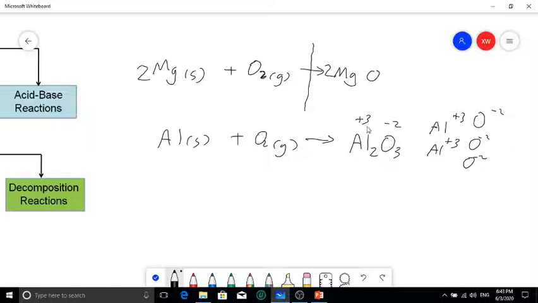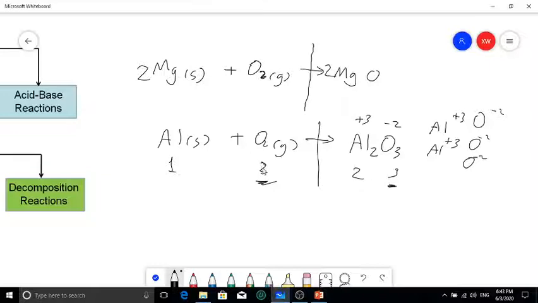Or you can use the crisscross method. But anyway, this is the compound. Now, when you want to balance this equation, I don't think it really matters whether you balance aluminum first or oxygen first. But usually I would recommend students to deal with the more complicated one first. As you can see, comparing aluminum and oxygen, aluminum goes from 1 to 2. That's relatively simpler compared to oxygen, where there are 2 oxygens on one side and 3 oxygens on the other. So I would deal with the unbalanced oxygen first.